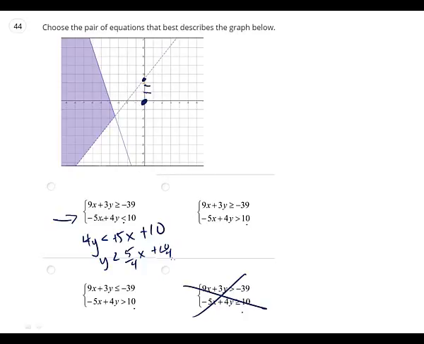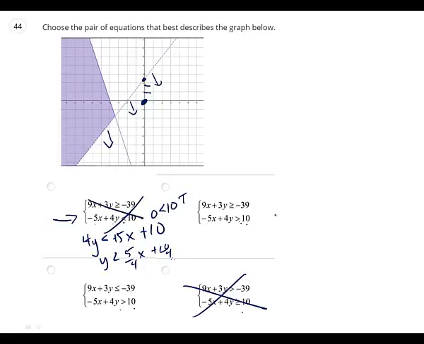0, 0. So I'm going to test 0, 0 into here. I put 0 in for x, 0 in for y, I get 0 less than 10. Is that true or false? True. So my arrows should be pointing towards the 0, 0. Is that where the shading is going? No, we need it to be false, right? So this one's out.